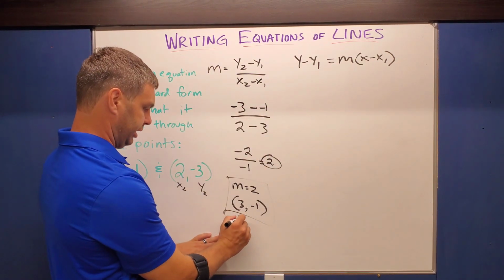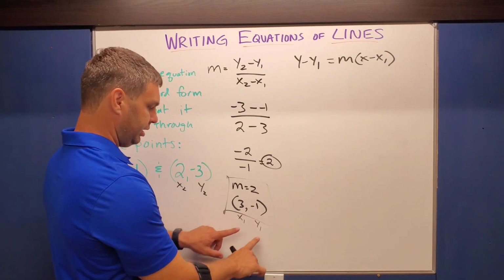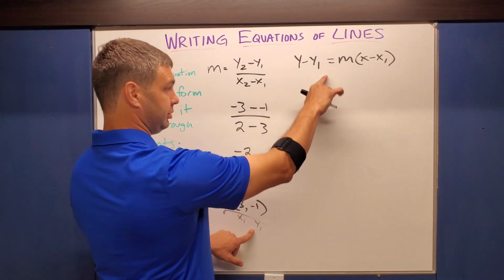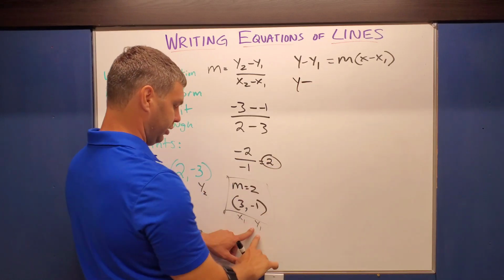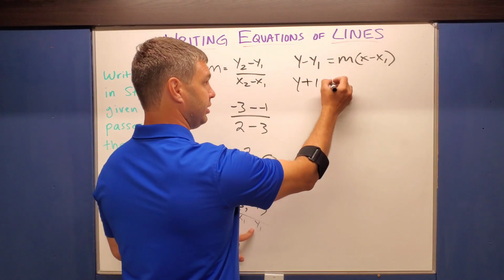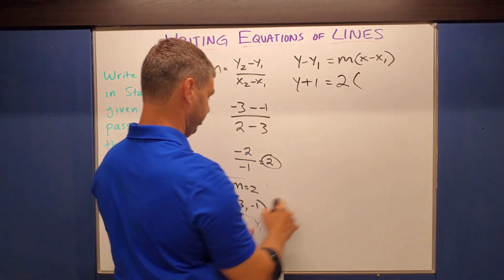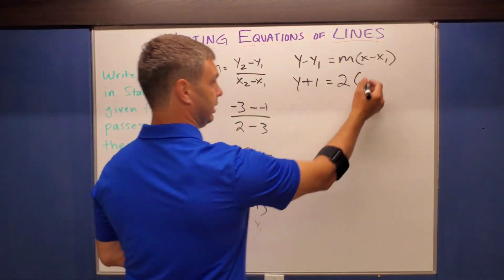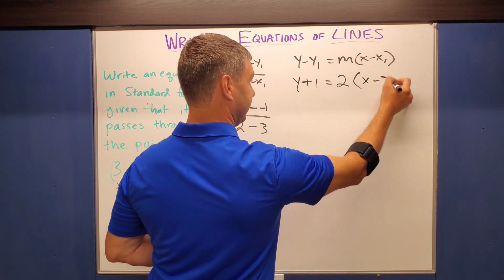So remember, this is my x1, y1. So I'll start by using the y1. That comes first in my formula. I'll say y minus that y1, which is a -1. Well, y minus the -1 is y plus 1. The slope I know is 2 from right here. And then lastly, the x1, I'll say x minus 3.